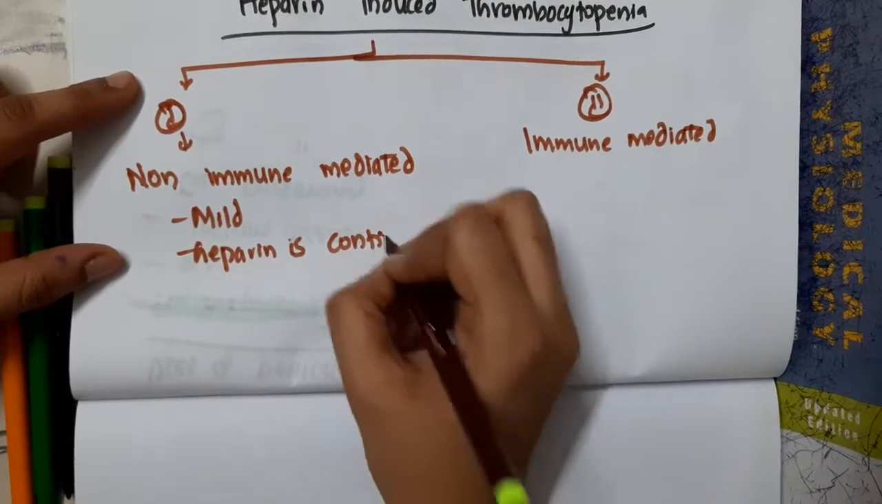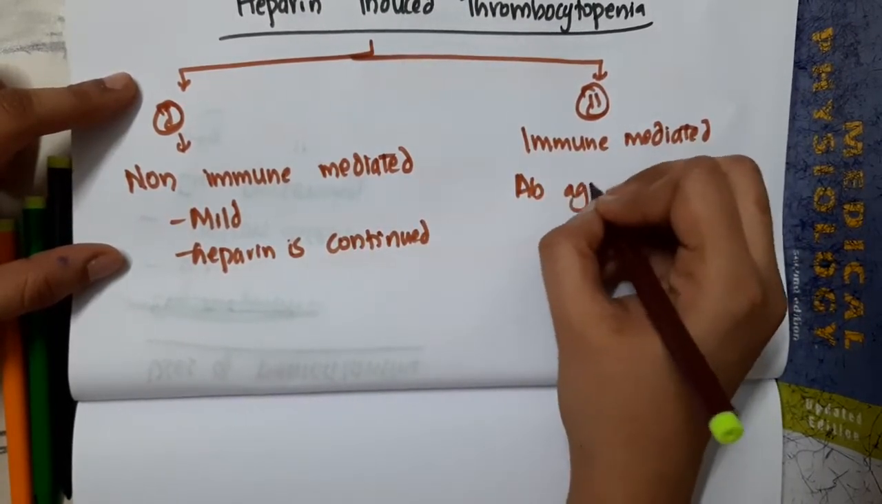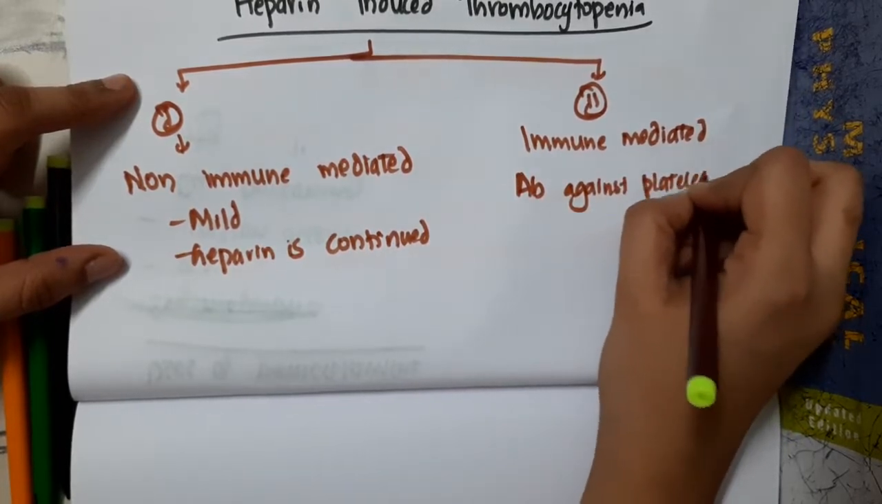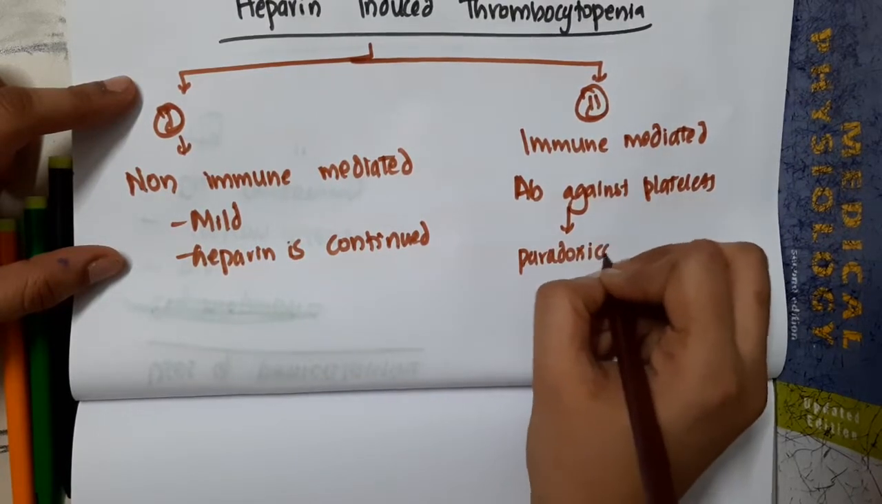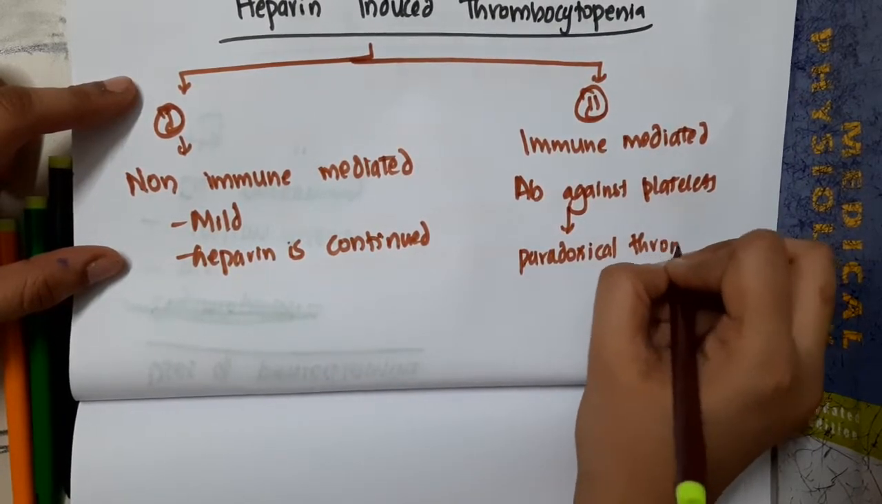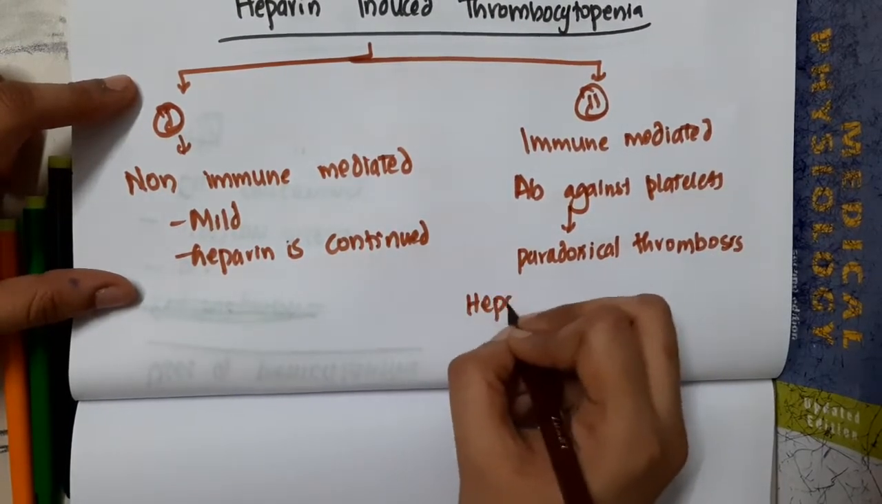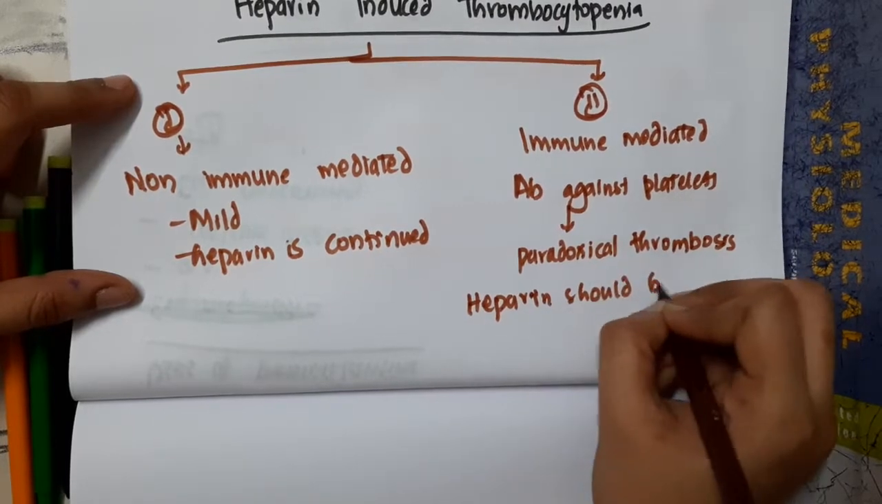Okay, in immune mediated, there is formation of antibodies against the platelets. Because of these antibodies, paradoxical thrombosis will occur. So if there is paradoxical thrombosis, then heparin should be discontinued immediately.